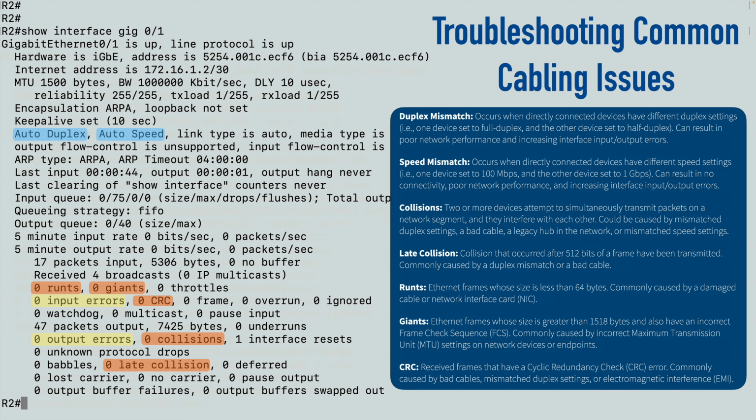And that's a look at some of the common cabling issues we might run into in the real world, as well as some of the interface settings we need to keep in mind while troubleshooting.